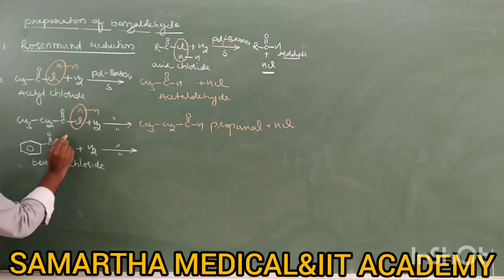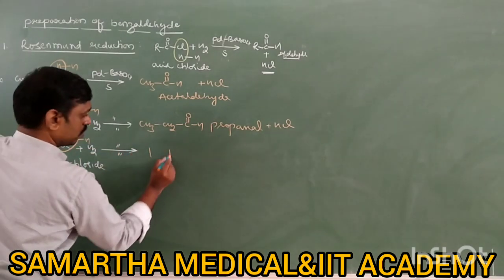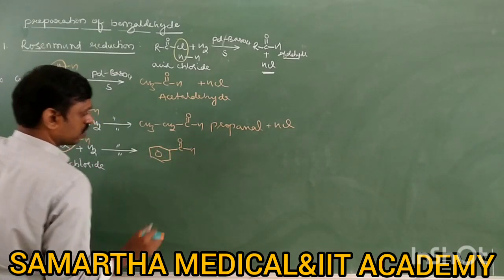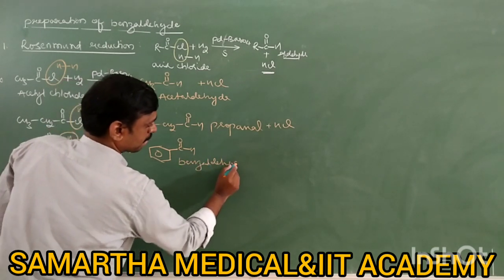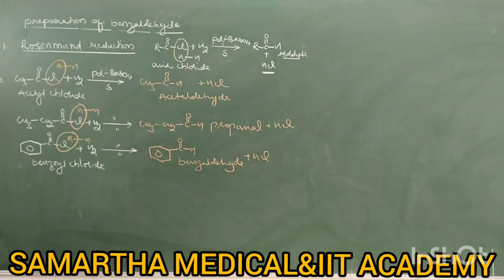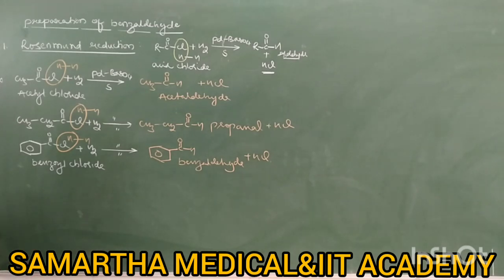Similarly here also, same, you get benzaldehyde, right, plus hydrochloric acid. So this is Rosenmund reduction, right. By Rosenmund reduction it is possible to prepare benzaldehyde. Even aliphatic aldehydes can also be prepared. It is an aliphatic aldehyde, this is an aromatic aldehyde, both can be prepared.